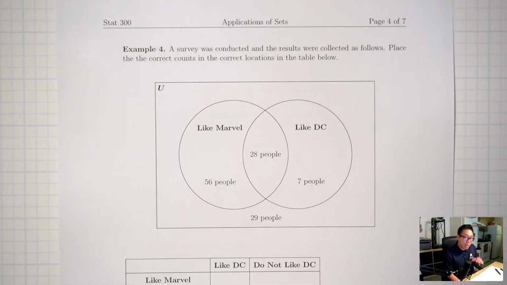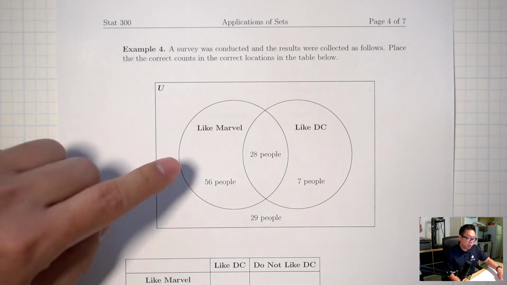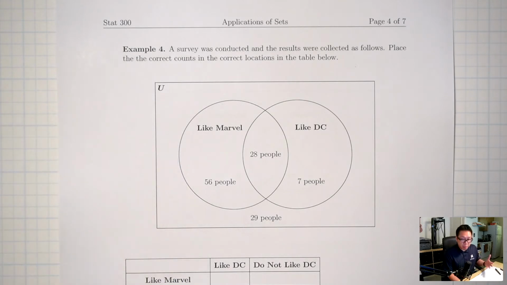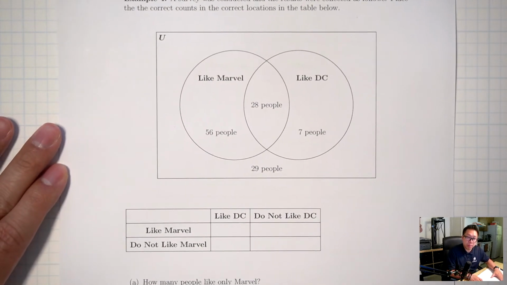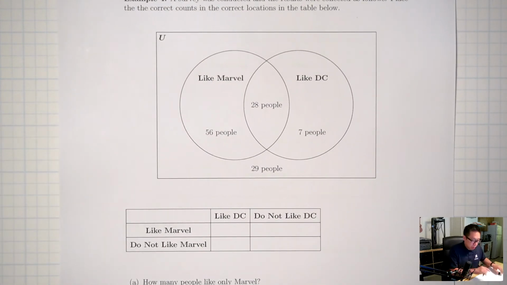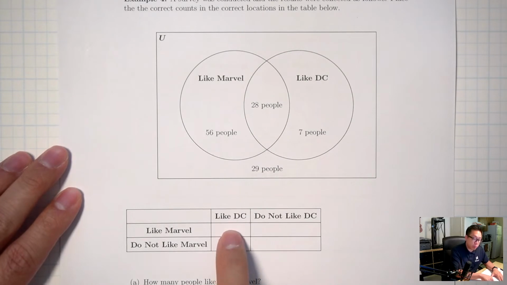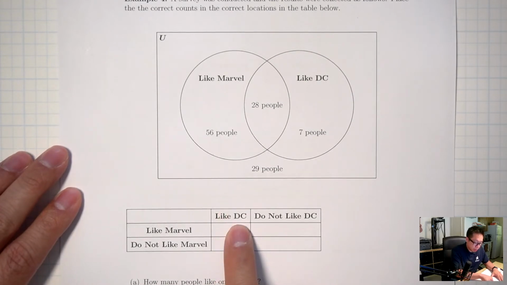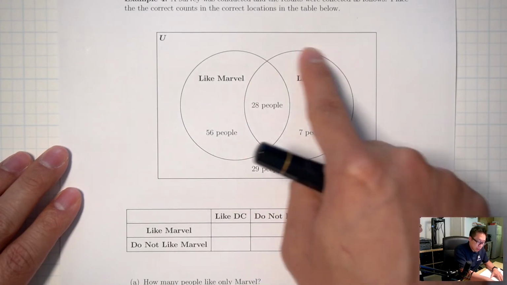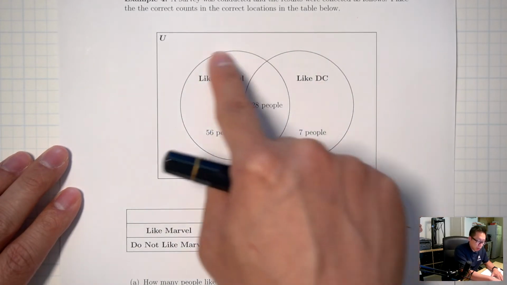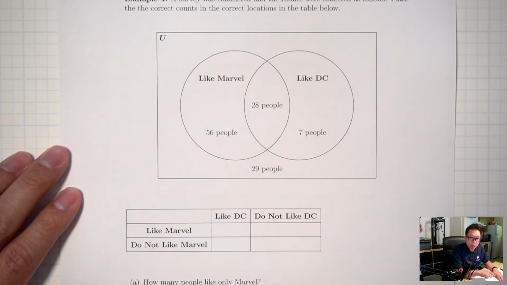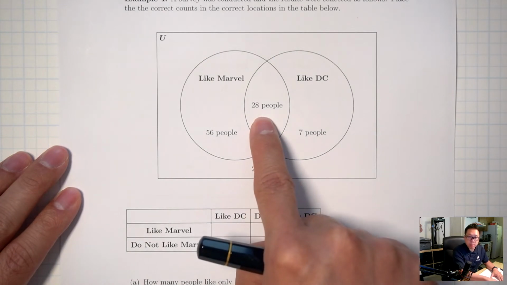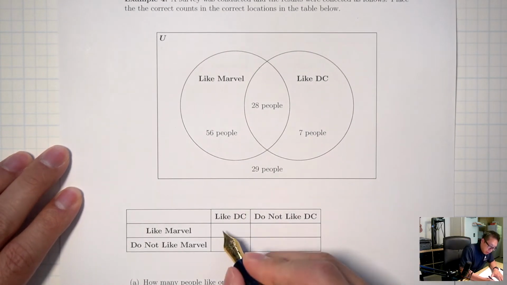Example 4. In the last example, I gave you a table and then you filled in the Venn diagram. In this example, can you go backwards? If I give you a Venn diagram, can you fill in the table for me? So let's start with this box here. This box is represented by people who like DC and at the same time like Marvel. So I'm talking about the people who are inside DC and at the same time inside Marvel. So what number is inside DC, inside Marvel at the same time? 28, right? The overlap. So 28 is going to go here.